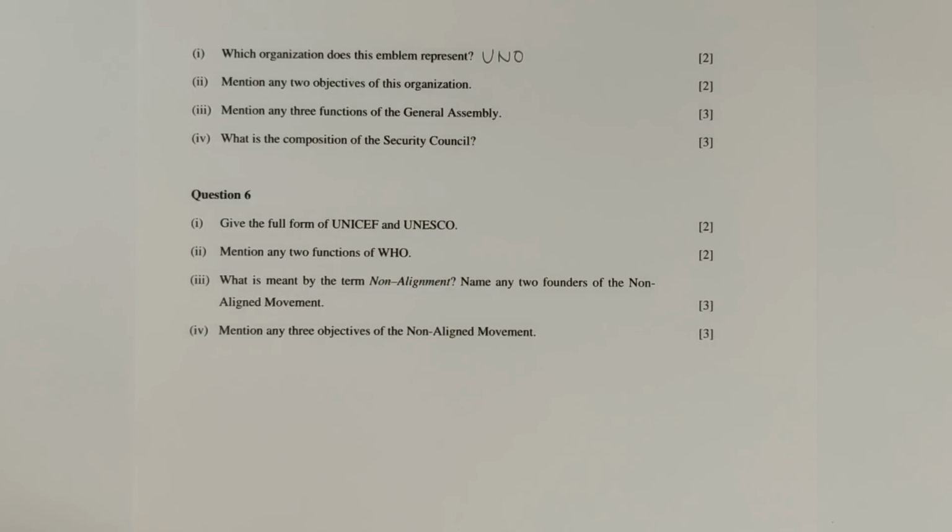Part 2. You have to mention any two objectives of this organization. So, two objectives of UNO are, firstly, to maintain international peace and security, and secondly, to develop friendly relations among nations to achieve international cooperation.